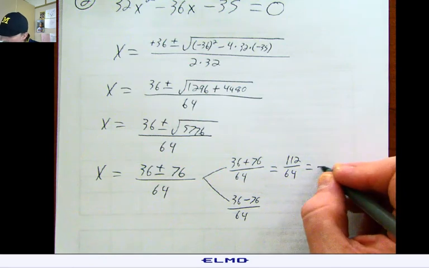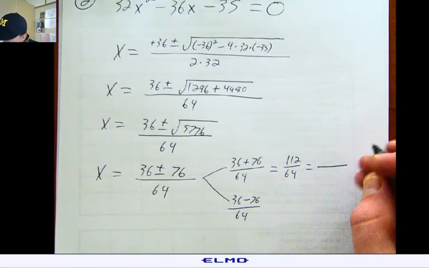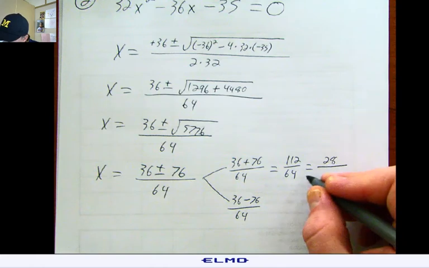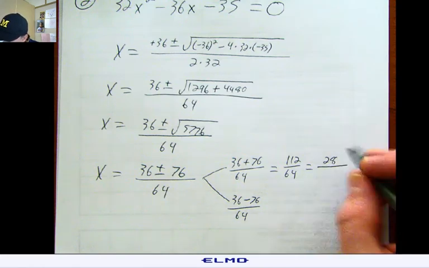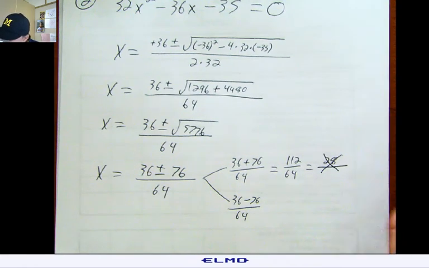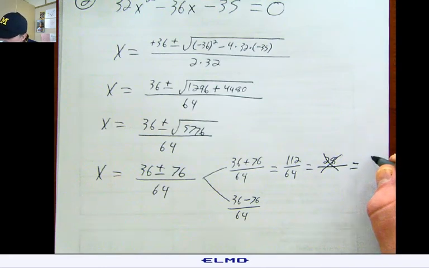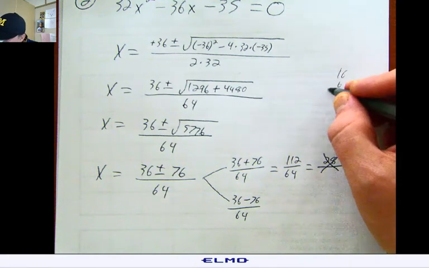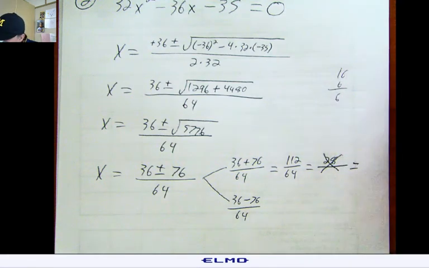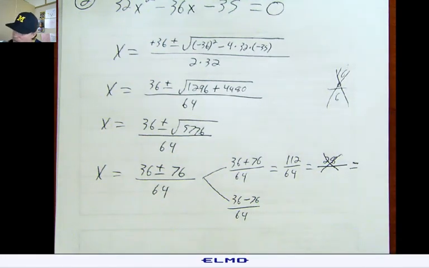112 divided by 4, 25, 26, 27, 28. Oh, these are both divisible by 8. 14 times 8 is 112. So they're both divisible by 16. Is that right? 16 times 6, that's 96. Okay. Oh, I don't want to cop out.